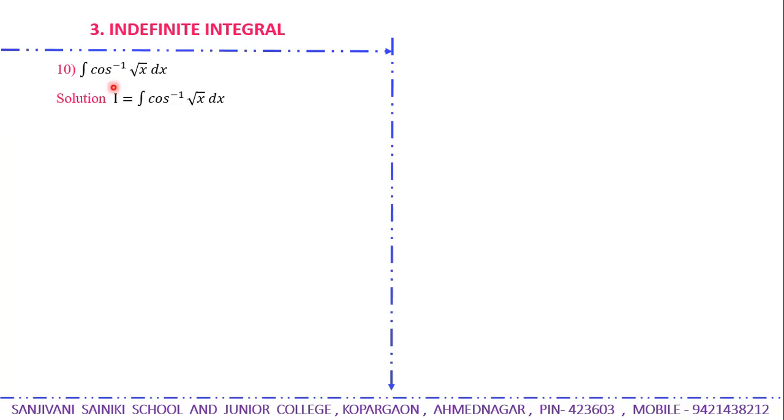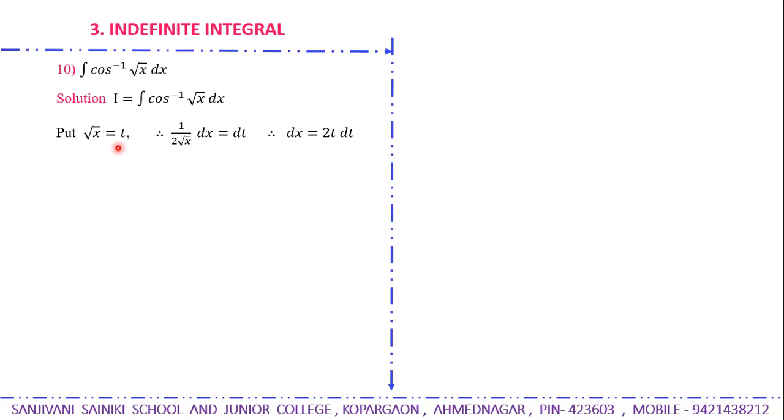Now cos inverse of root x, we want to find its integration. Here there is no product of two functions, but there is a composite function, cos inverse of root x dx. We have to substitute root x equal to t to evaluate this integral. So root x is equal to t implies 1 upon 2 root x dx is dt. So dx is equal to 2 root x dt.